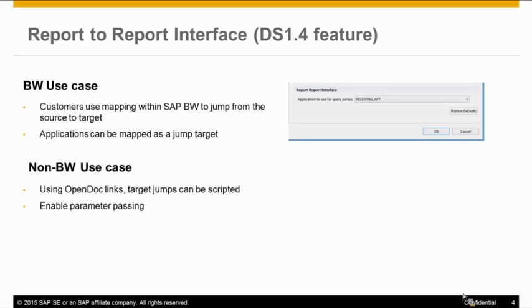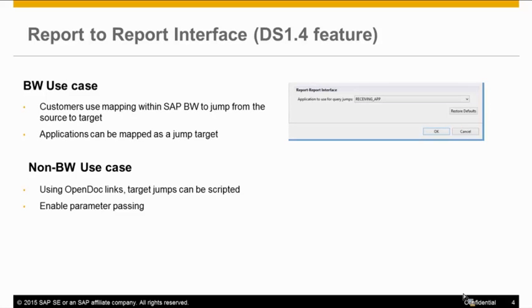And if you're not using a BW system, then you can use OpenDoc links in order to jump from one application to other applications. You can also pass parameters using these OpenDoc links. And yeah, you have different options to do this.